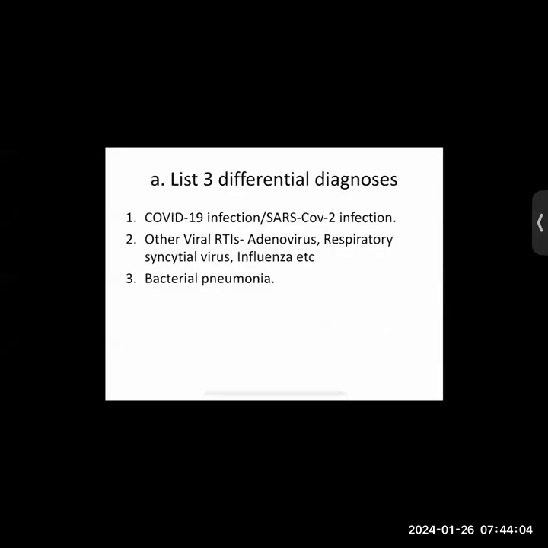Next slide, please. Okay, my first differential is COVID-19 infection, SARS-CoV-2. The second differential is other viral respiratory tract infection, like adenovirus, respiratory syncytial virus, influenza virus, and so on. Thirdly, bacterial pneumonia.